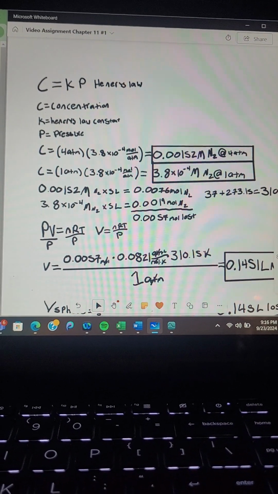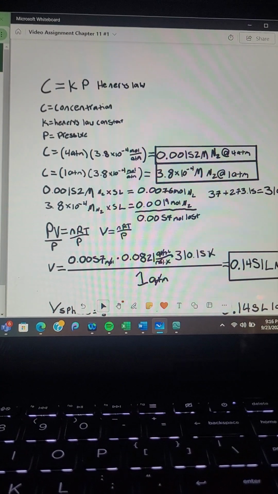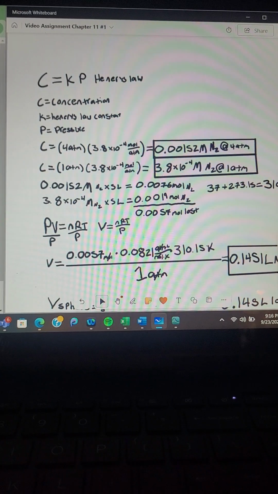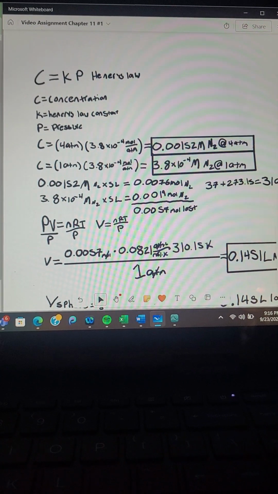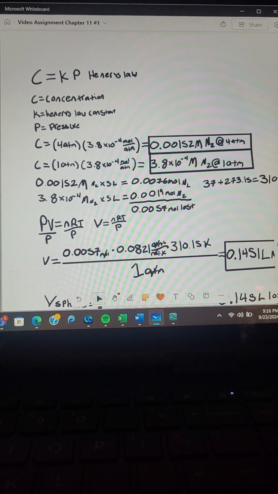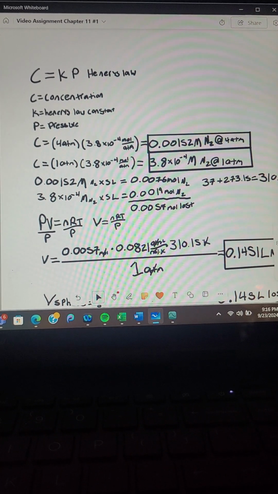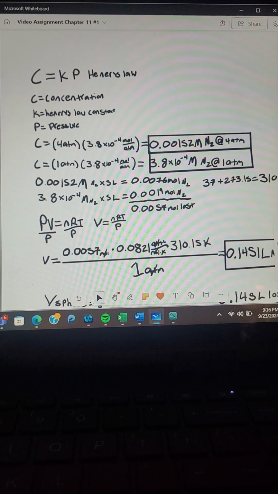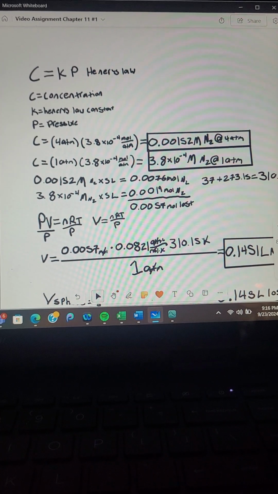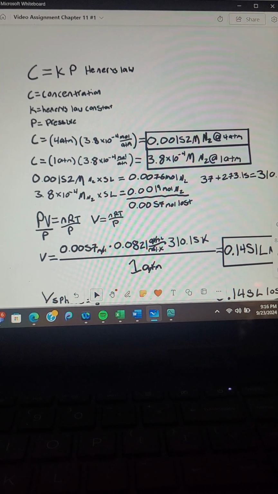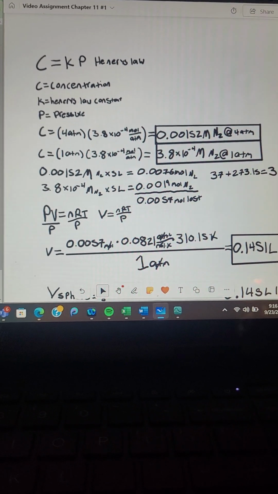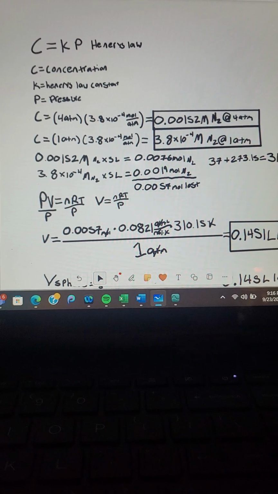We are going to use the equation relating concentration with Henry's law constant and partial pressure of a gas. Plugging in 4 atmospheres gets you 4 times 3.8 times 10 to the negative 4 molar per atmosphere, with atmospheres canceling out and giving you a molarity of 0.00152 molarity of N2 at 4 atmospheres. Plugging in 1 atmosphere gives you a molarity of 3.8 times 10 to the negative 4 molarity of N2 at 1 atmosphere.